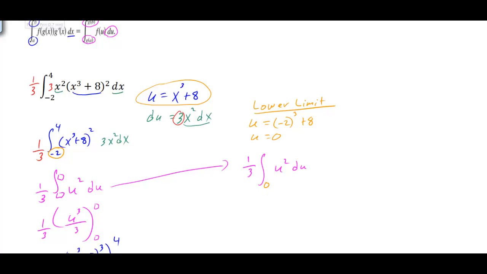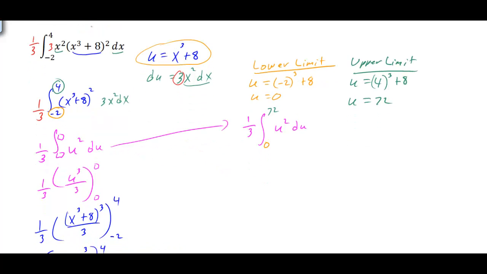Then we can look at this and say, all right, for the upper limit, we know u is equal to x cubed plus 8, so we're going to plug in the upper limit of 4. So we would have 4 cubed plus 8, and we end up with u equaling 72. So the upper limit now becomes 72. So now, once we integrate this, we would have the 1/3 out front, and then we would have u cubed over 3, and then our limits would be 0 to 72.